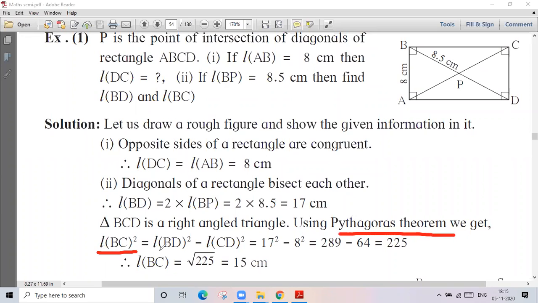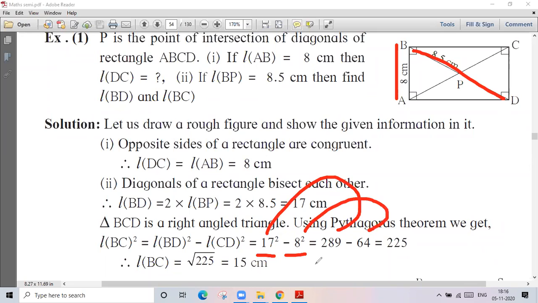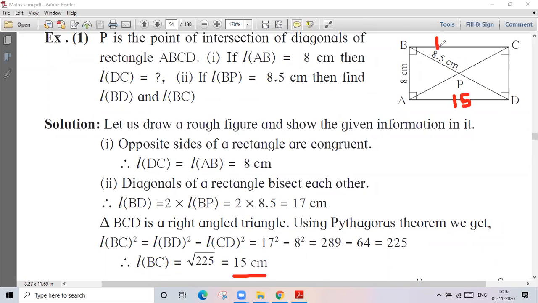So the length of BC square is equal to BD square minus CD square. BC is the same as AD, both are the same. Right? 17 square minus 8 square. 17 square is 289, 8 square is 64. Subtract, you'll get 225. Take its square root, you'll get 15 centimeter. So this is 15 centimeter, that is BC and also AD. BD is 17 centimeter and CD is 8 centimeter. This is how you solve it. Look at the method once.